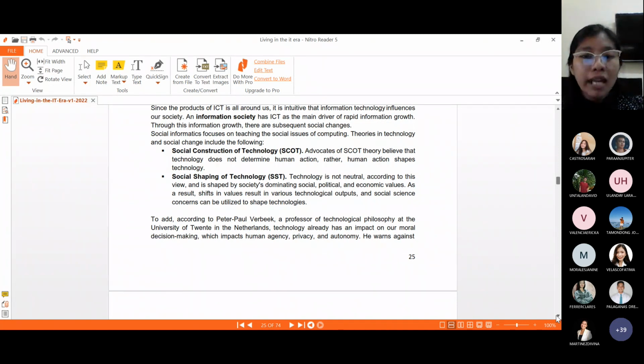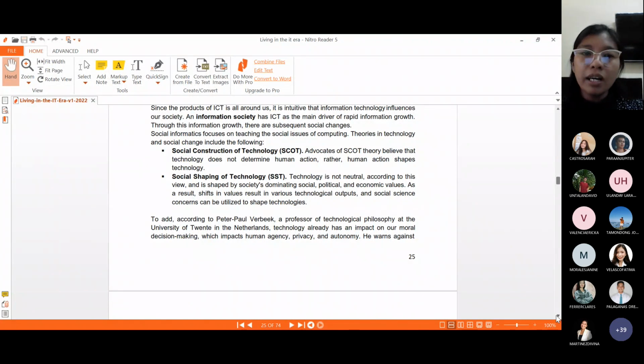Okay, so an information society has ICT as the main driver of rapid information growth. And through this information growth, there are subsequent social changes. Information is spread throughout the internet by just a snap of your finger. Not even a second, just a millisecond. The moment you click on your laptop, the information you shared is already posted. That's how powerful the internet is in our ICT times, in our digital world, in our digital age.